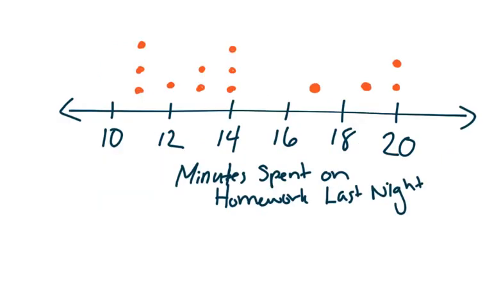Here you can see that we're not creating the dot plot, I've already created it for you. So you might be asked questions like, how many people did their homework last night? Well, if they did their homework, they are represented as a dot. If they didn't, they're not on here. So you can count up the dots. 1, 2, 3, 4, 5, 6, 7, 8, 9, 10, 11, 12, 13 people did their homework.